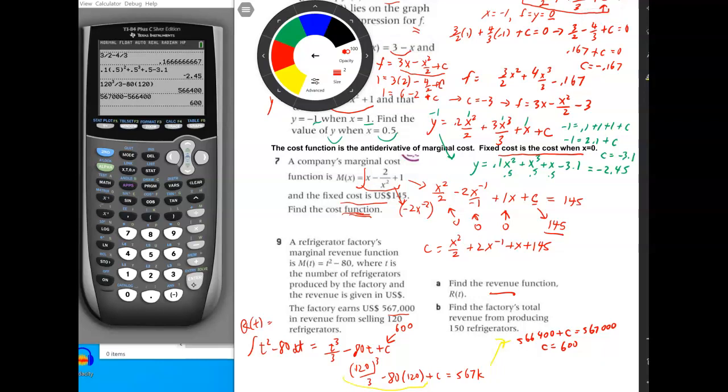Part B, find the factory's total revenue from producing 150 refrigerators. Now that we have the revenue function right here, pretty easy. All we do is we substitute 150 in there. Okay, you could do this with y equals too. If they ask you a whole bunch of questions, it's kind of useful to have the function in y equals.